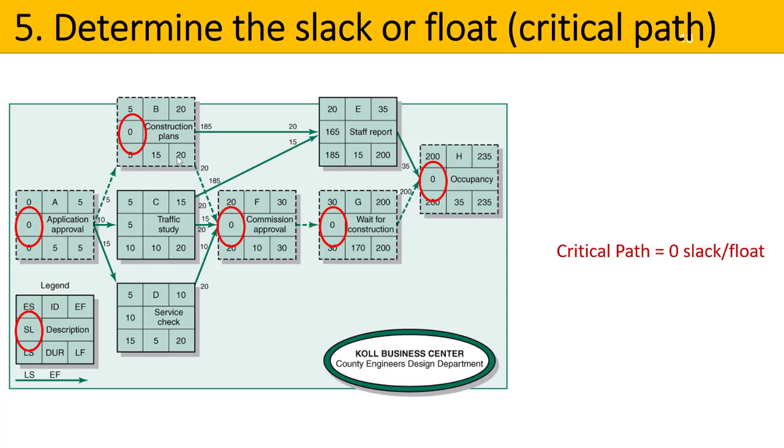If any of these things with 0 float go over time, our whole project is going to go over time. So imagine if we get to commission approval, it takes an extra 5 days. That's going to push the whole project out by 5 days.